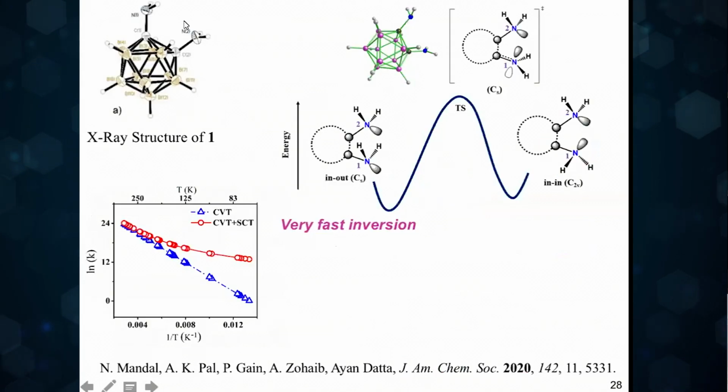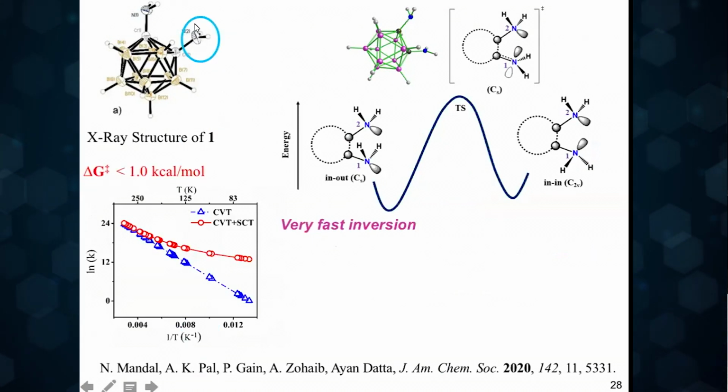Interestingly, if you look at the crystal structure of the system, you will find that this molecule here has a very planarized nitrogen. Now, if you have a very planarized nitrogen, this represents your transition state, because for amine inversion, nitrogen is pyramidalized. For amine inversion, the amine gets converted from this end to that end. So this is a ground state for which the nitrogen has a planar structure.